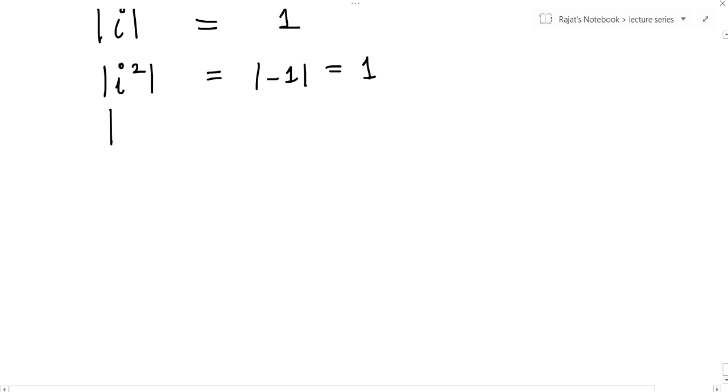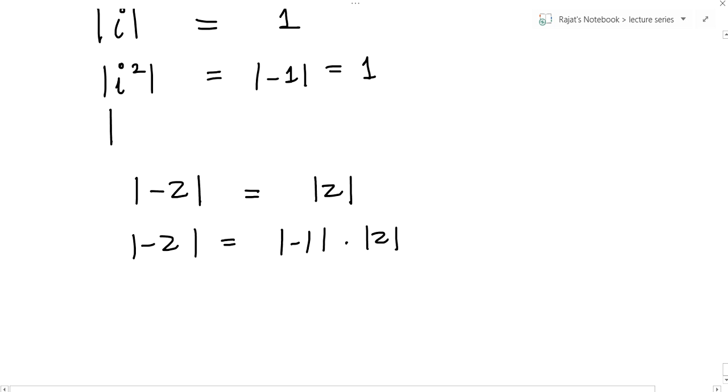There are some further results that you can use. Mod of minus z is equal to mod of z. So whether it's a negative number or a positive number, it doesn't matter. If you put a negative in front of the complex number, it does not change the magnitude, because I can write mod of minus z as mod of minus 1 into mod of z by using the distributive rule. This will be mod of z. So these are some of the important results of modulus.